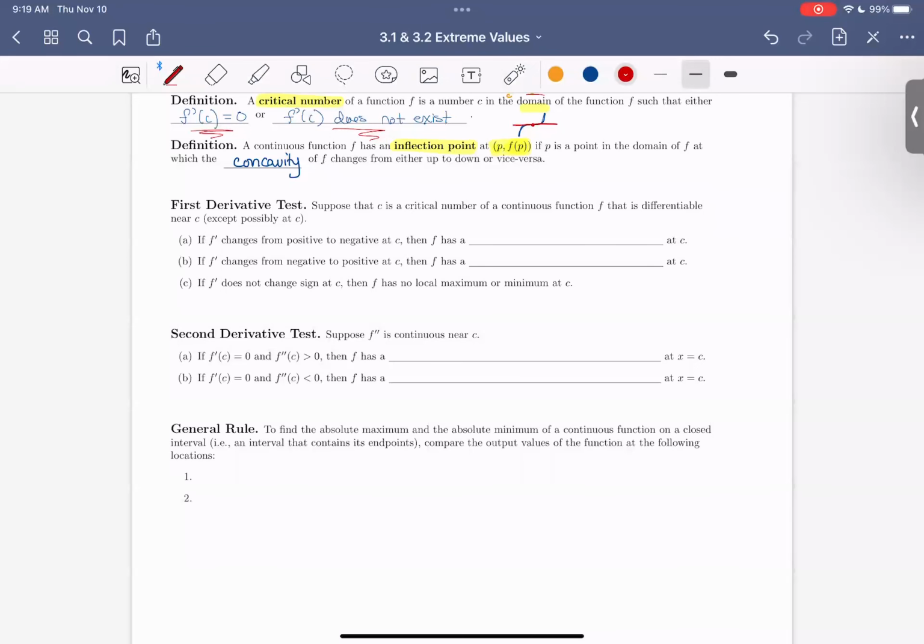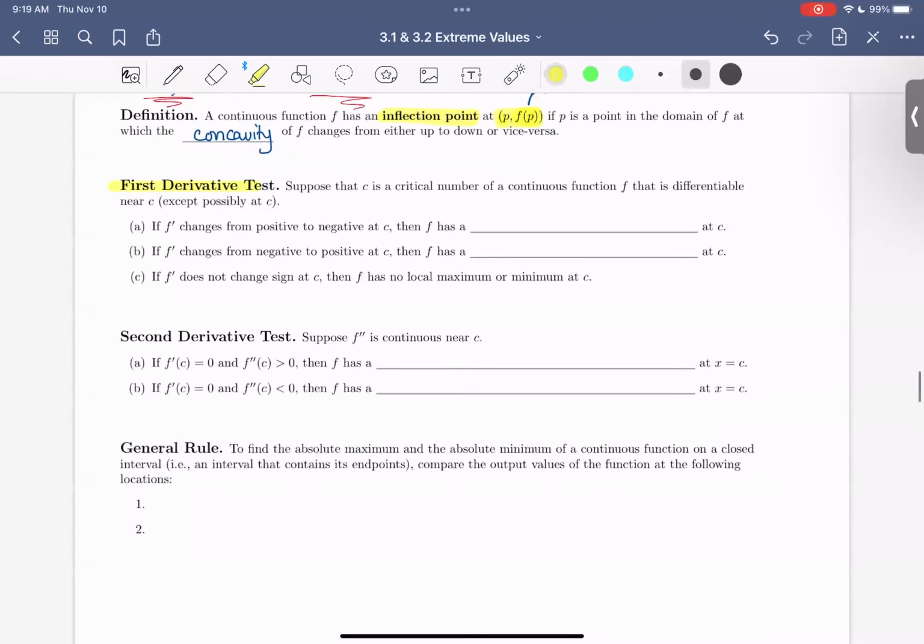In this video, we're going to look at the second half of the page on information about extreme values from our section 3.1, 3.2. So we're going to look at two different tests for determining maximum and minimum of our graphs. First, let's look at the first derivative test.